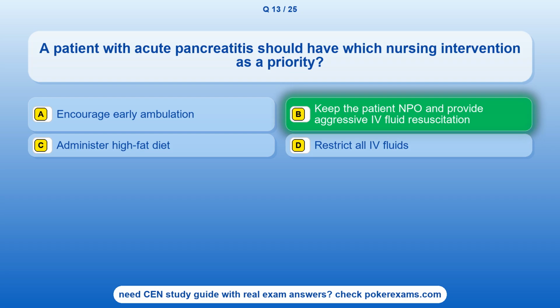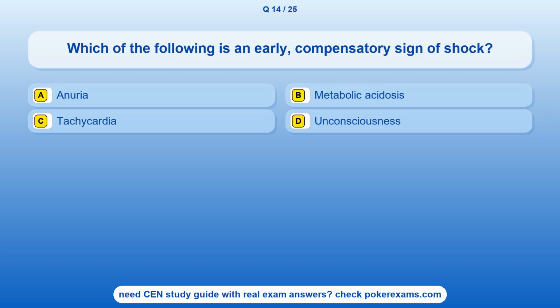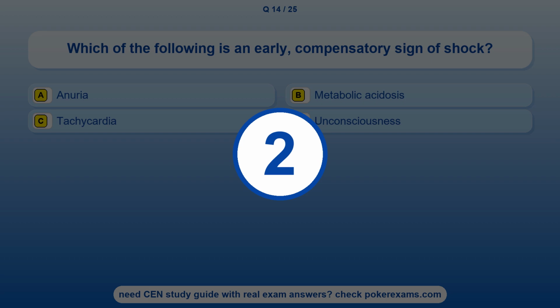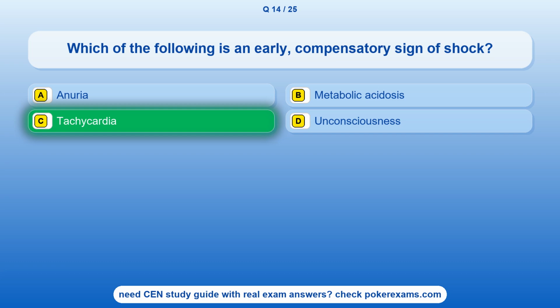The correct answer is option B, keep the patient NPO and provide aggressive IV fluid resuscitation. Question 14. Which of the following is an early, compensatory sign of shock? Option A, anuria. Option B, metabolic acidosis. Option C, tachycardia. Option D, unconsciousness. The correct answer is option C, tachycardia.